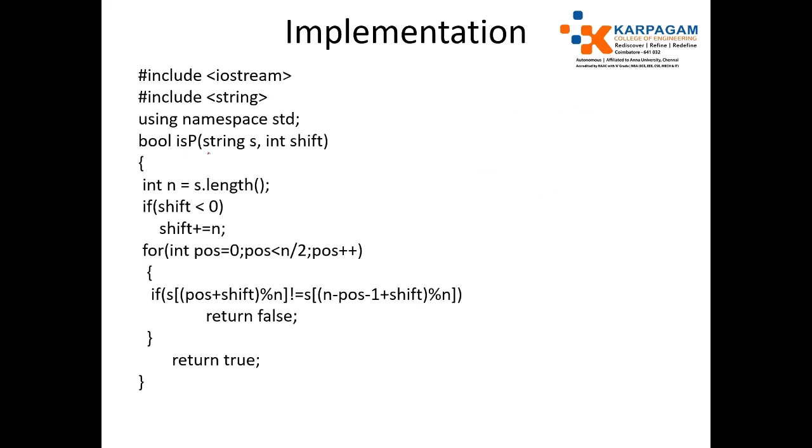The is palindrome function is used to check whether the string is a palindrome after rotation. It accepts the string and the number of shifts required. Initially we just get the length of the string. If shift is less than 0, just add it to the length of the string.